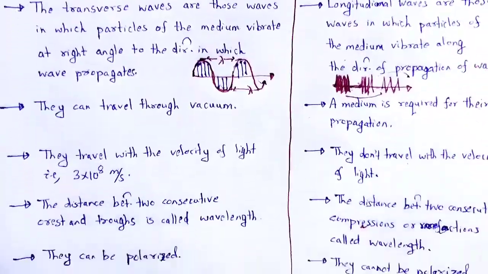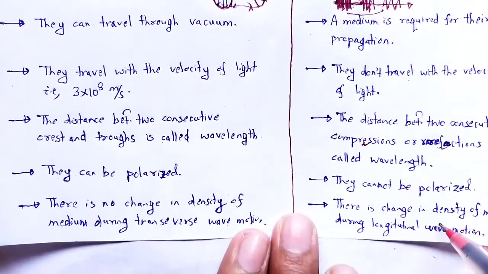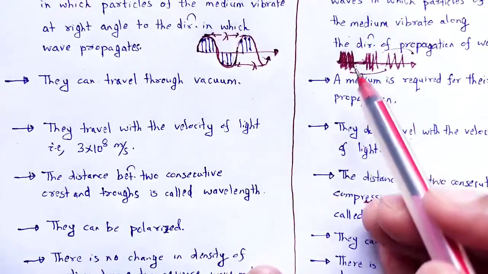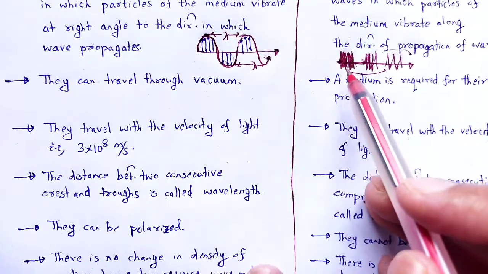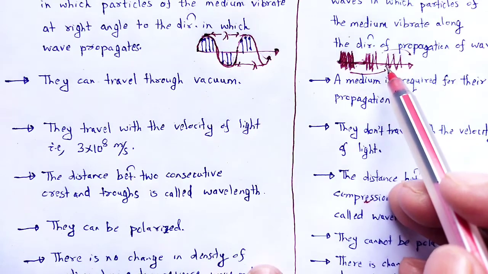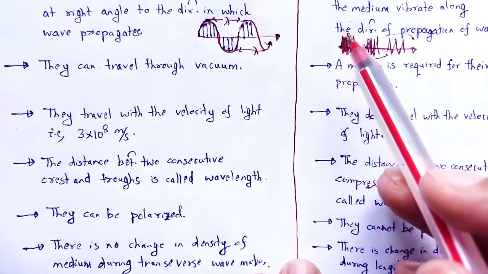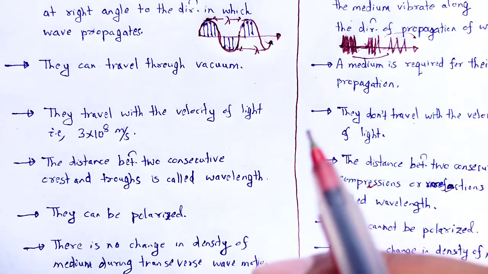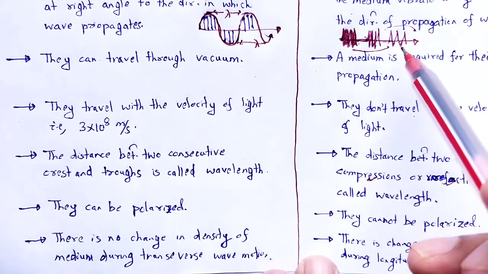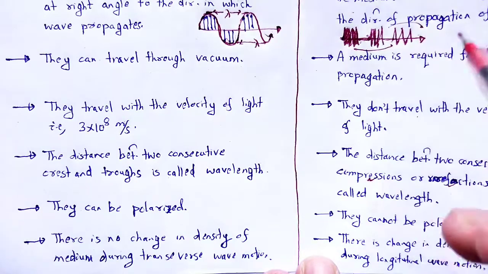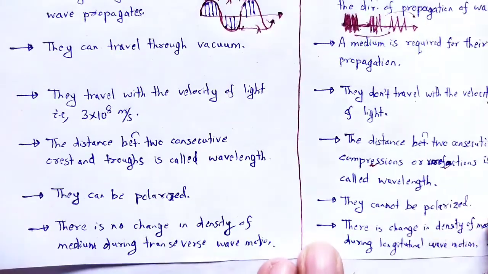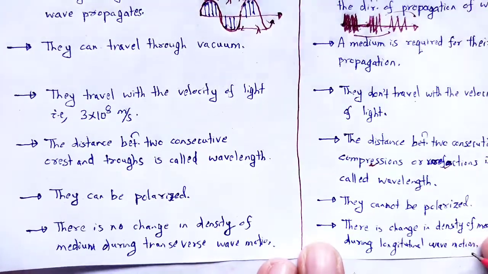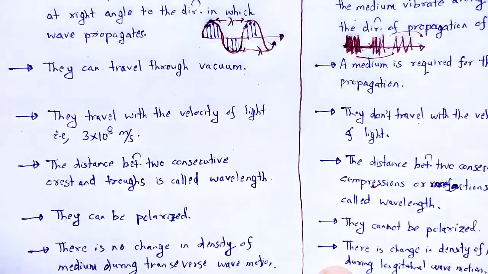But in case of longitudinal wave motion, there will be a change in density, as one is compression and another one is rarefaction. In compression, the density is higher in comparison to rarefaction. So there is a change in density of the medium during longitudinal wave motion.